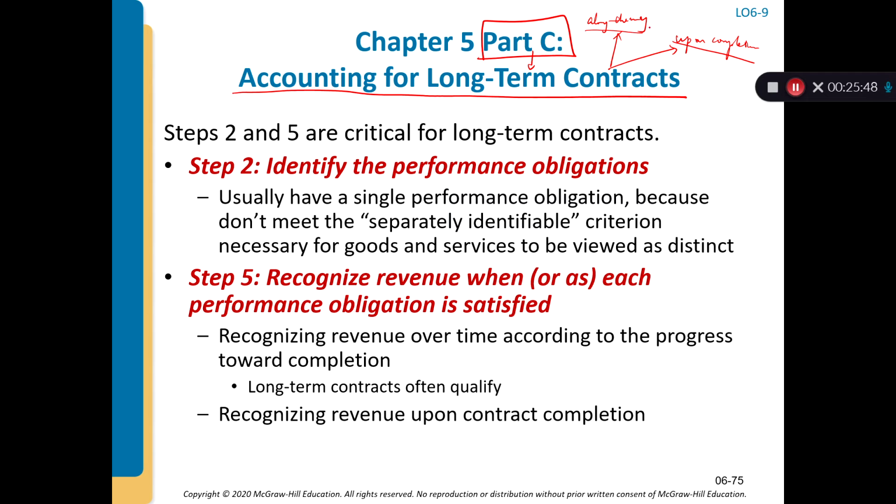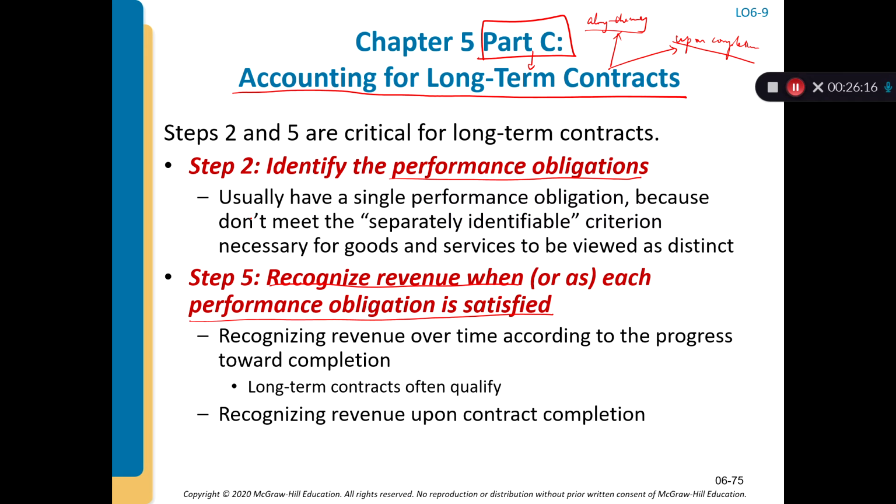But with either method, first of all, you have to identify the performance obligation, and it's pretty difficult to do that. Second, you recognize revenue when each performance obligation is satisfied. Why are these two steps so difficult? Because the performance obligation related to a long-term contract is not very easy to distinguish.